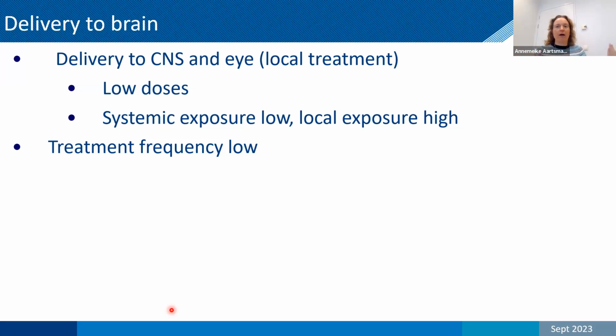So you don't get a high dose in the liver or the kidney, you get a very low dose in the liver and the kidney, and most of it is really sequestered in the eye or in the central nervous system. Now, that would not work if you would have to treat every week. Even every month would be challenging, but what we know is that maintenance doses for the eye are twice per year, and for the central nervous system are 3 to 4 times per year. So the dosing frequency can be much lower because once it's in this closed compartment of either the central nervous system or the eye, the turnover is much lower.